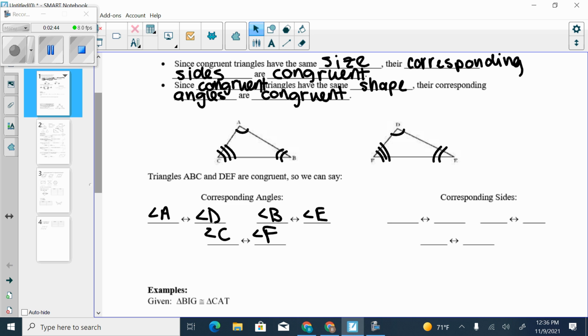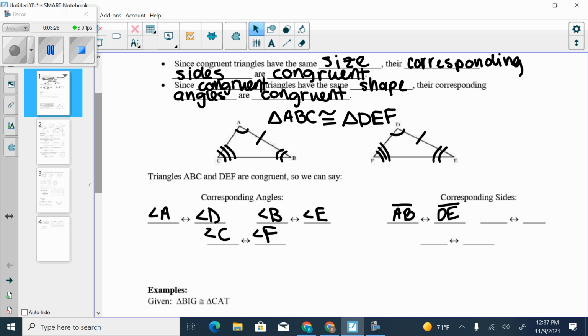Alright, so if all of these angles correspond, then they should all be congruent if we're trying to say that these two are congruent. So I could make this statement that triangle ABC is congruent to triangle DEF, but we also would need all of the sides to be congruent as well, right? Particularly the ones that correspond. So, what side would correspond with AB? Right. So I would say that segment AB corresponds with segment DE.